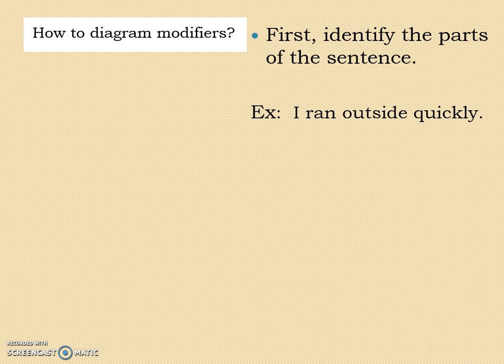I ran outside quickly. The verb to this sentence is the word ran, and it is an action verb. To find the subject, we ask the question, who or what ran? The answer is I, which is a pronoun, and we will label it as the subject. Because I have an action verb, I must look for a direct object and an indirect object. The question to ask for a direct object is ran, whom, or what? Well, I do not have a noun or a pronoun that can answer that question. Therefore, I do not have a direct object. So I will put an X in the blank, and then I am done.